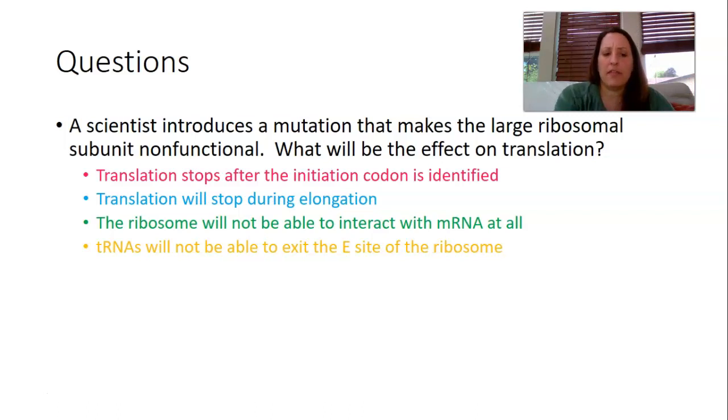You may have thought maybe green was correct. The ribosome will not be able to interact with mRNA at all. If it was the small ribosomal subunit that was mutated, then that would be the case. But because the large ribosomal subunit doesn't bind until after, then initiation will get started. It just won't be able to be finished. Okay.